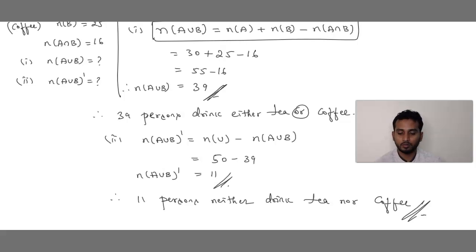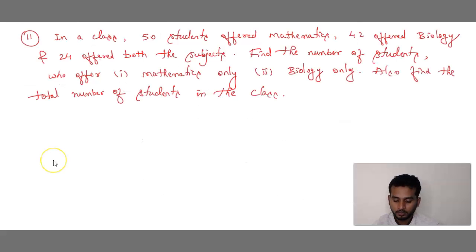Let me solve one more problem. Next problem. In a class, 50 students offered mathematics, 42 offered biology and 24 offered both the subjects. Find the number of students who offer mathematics only, biology only. Also find the number of students in the class. Solution. First, in a class, 50 students offered mathematics.